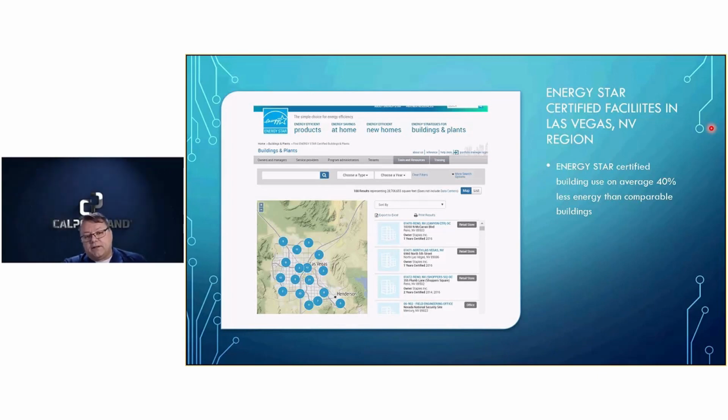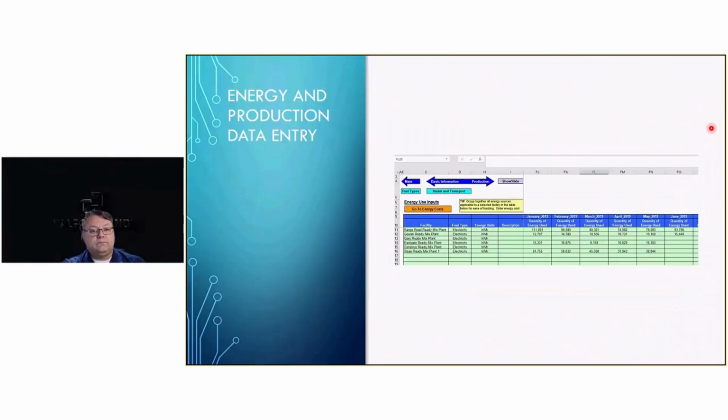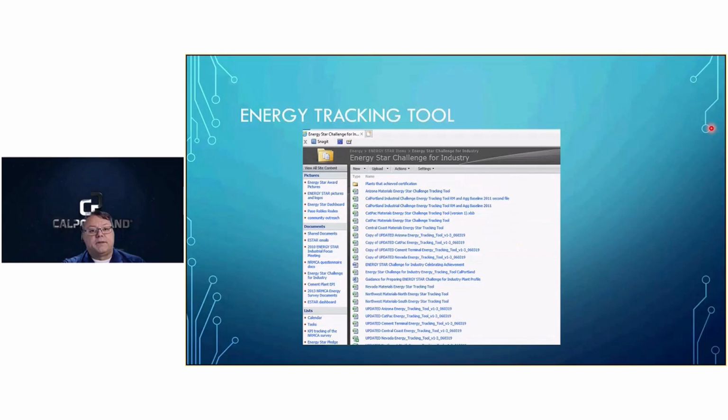They enter their data in Portfolio Manager. They have to be an Energy Star partner. They enter the data. If their building meets the parameters, Energy Star will say, "Hey, you're an Energy Star certified building." And I think it's a great tool for identifying properties. I'm gonna go back.